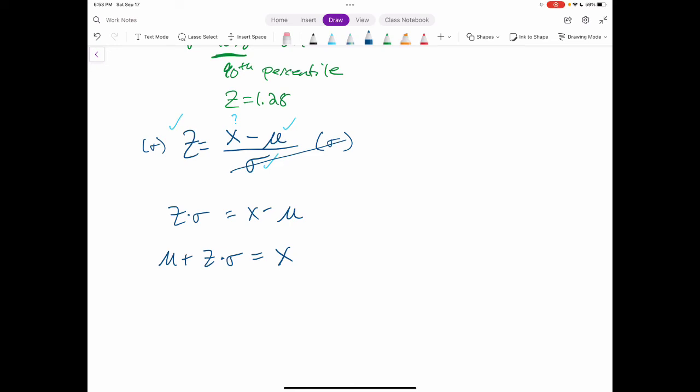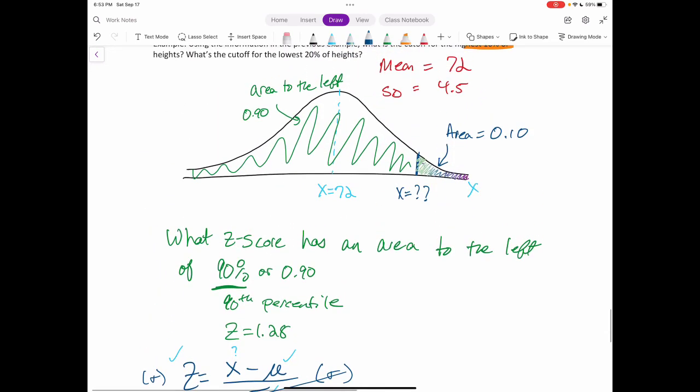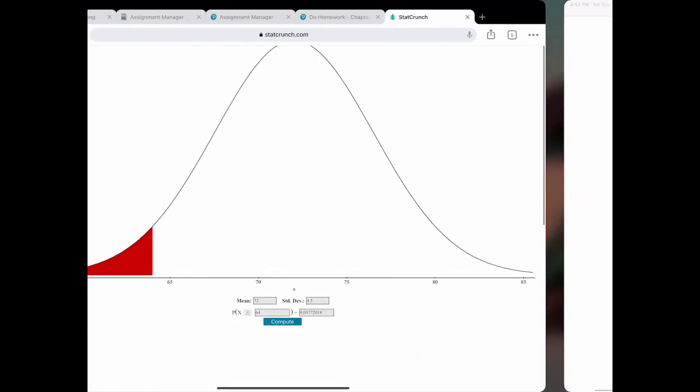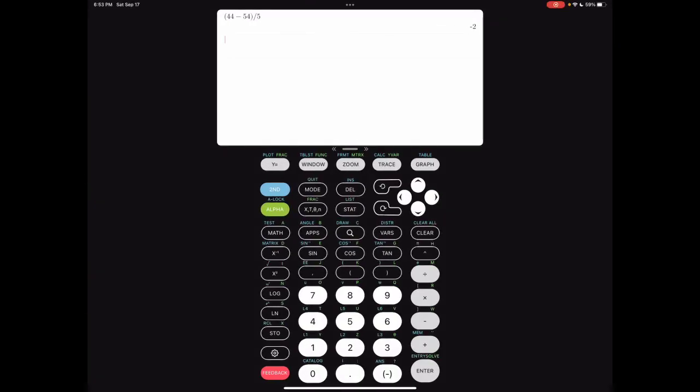So for us, remember our mean was 72. So we do 72 plus 1.28, that was the z-score that we found, times the standard deviation of 4.5. And that will be the height that represents the cutoff for the top 10%. Okay, so I'm going to do that here. I'm going to do 72 plus 1.28 times 4.5. Order of operations will work just fine there. And we get 77.76.